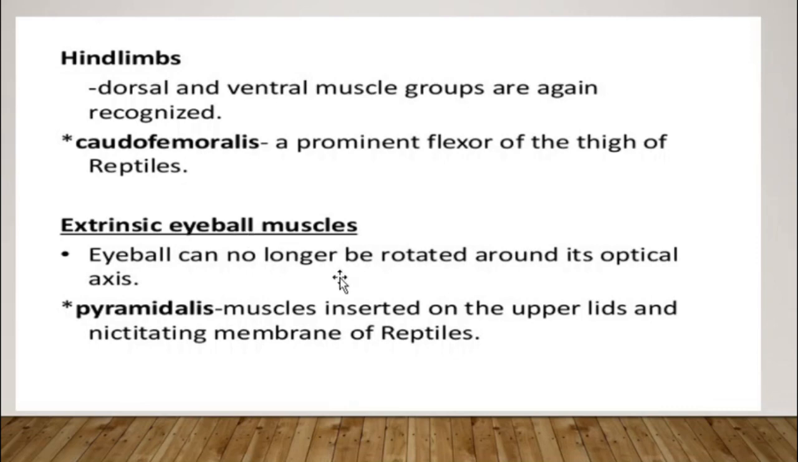Extrinsic eyeball muscles are already present, so the eyeball can no longer be rotated around its optical axis. Unlike in mammals, where the eyeball can move within its orbit, in reptiles it is immovable. Pyramidalis muscles are inserted in the upper eyelids and nictitating membrane of reptiles. So there's a movement for the eyelids. So we have the pyramidalis.